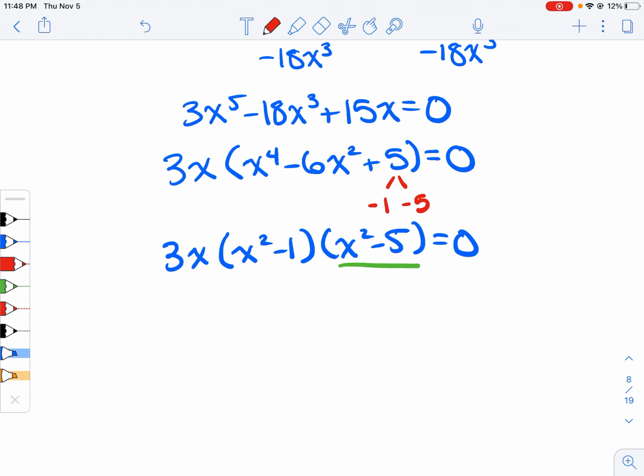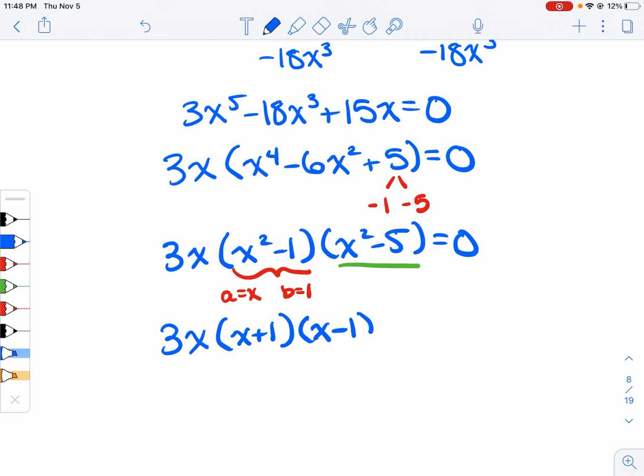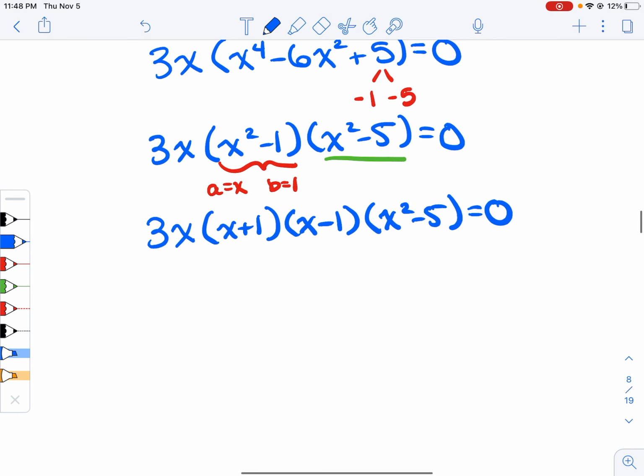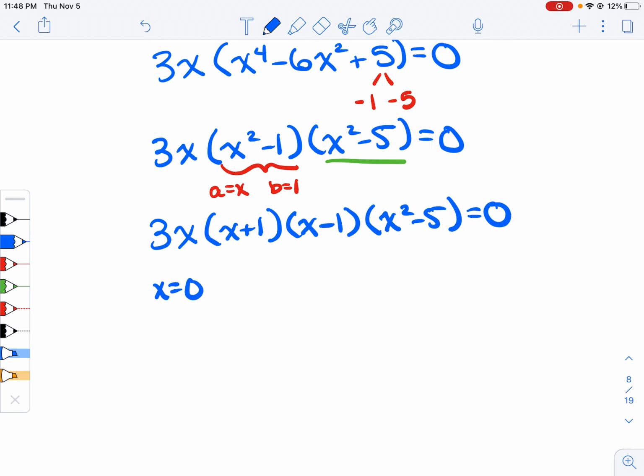This is not a perfect square, so it's done. But this one is a difference of squares, where a is x and b is 1. So my factors would be 3x times x plus 1, x minus 1, and then x squared minus 5. So when I factor this, set this equal to 0, I'll have x equals 0, x equals -1, x equals +1, and then this one I would add 5. I guess I'll just write it out. We'd have x squared minus 5 equals 0. You'd add 5, so x squared equals 5. Take the square root, x equals plus or minus the square root of 5.